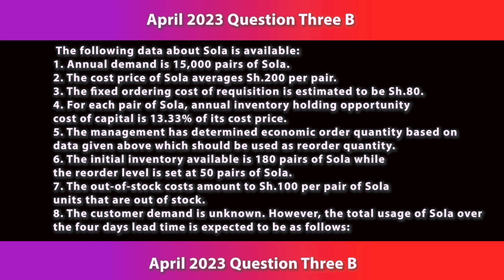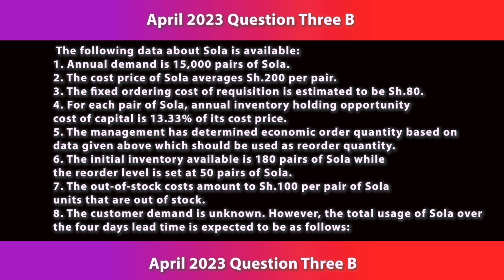For each pair of solar, annual inventory holding cost, the opportunity cost of capital, is 13.33% of its cost price. The management has determined that economic order quantity based on data given above should be used as a reorder quantity. The initial inventory available is 180 pairs of solar, while the reorder level is set at 50 pairs of solar. The out-of-stock cost amounts to 100 per pair of solar units that are out of stock.